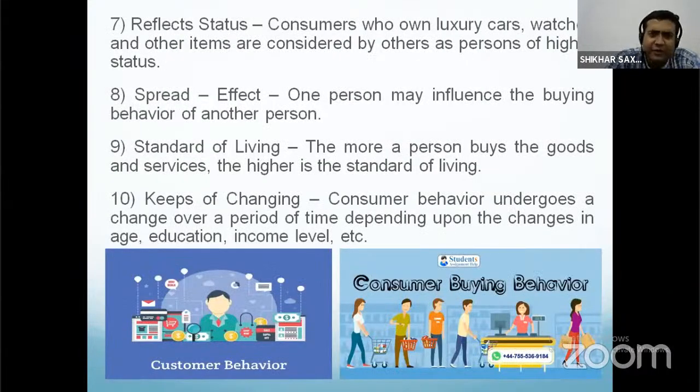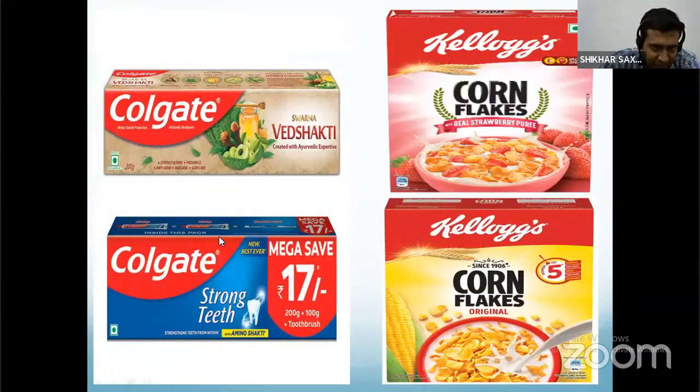Seventh, the spread effect relationship. One person may influence another to buy the same product. If a particular person buys the iPhone and the second one has good affordability, he can also be enthused by the changing pattern and buy the product in a minimum span of time. After that, standard of living: the more a person buys goods or services, the higher is the standard of living. It keeps on changing. Sometimes a particular person buys a particular product like Real, and with a change in the price he can also switch to its competitors, since an organization has different competitors that can influence the customer within a minimum span of time.